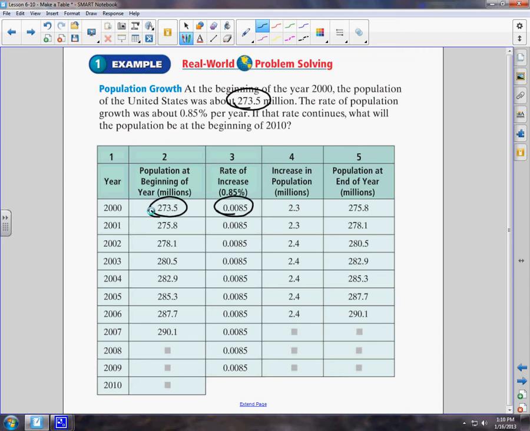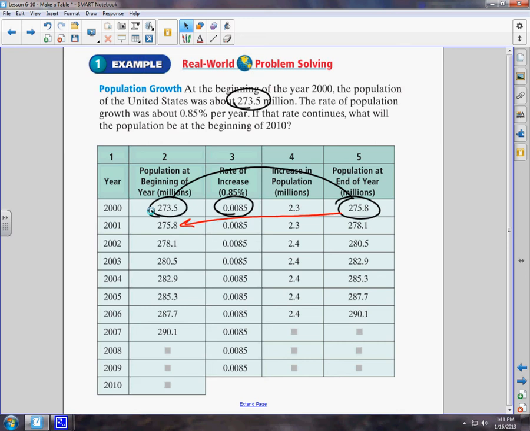And then if you look at the difference between these two numbers, they just added the 2.3 to the 273.5 and got 275.8. Then they took this number and started it for 2001, multiplied it by 0.0085, and then added it and then kept going. So if you kept going on this table, you would get your answer. It's a lot of work, yes, but it's how they solve the problem.